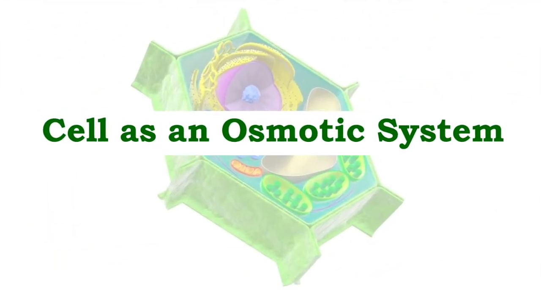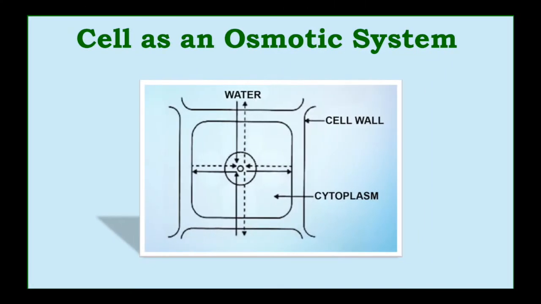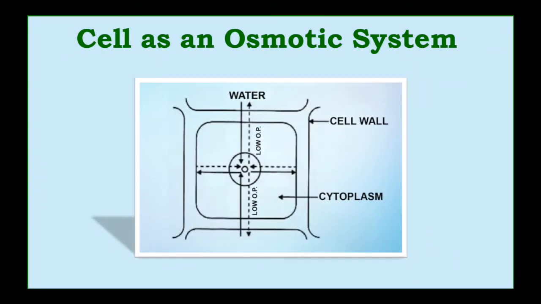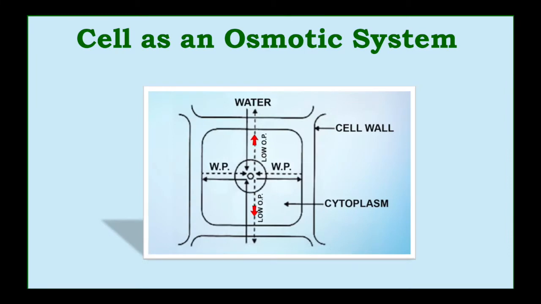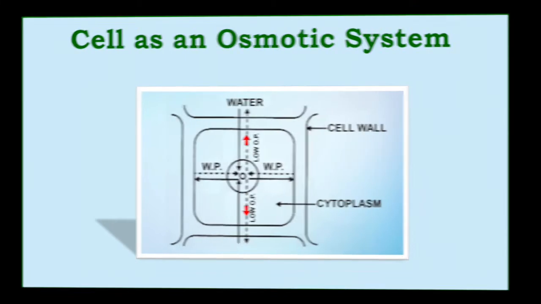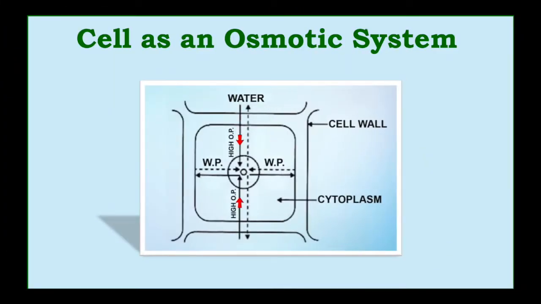Cell as an osmotic system. Now, in this figure, it is depicted that different pressures act on the cell in different ways. When the osmotic pressure, or OP, of the cell is low in comparison to the adjoining cell, water moves out of the cell. In the reverse condition, when osmotic pressure is high, water enters into the cell. Entry of the water increases the turgor pressure of the cell. This pressure is resisted by the wall pressure. So we can say that wall pressure is equal to the negative turgor pressure.